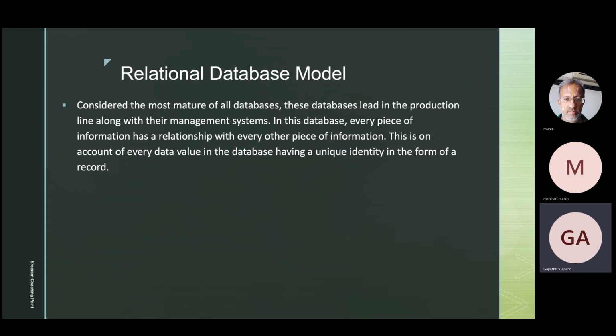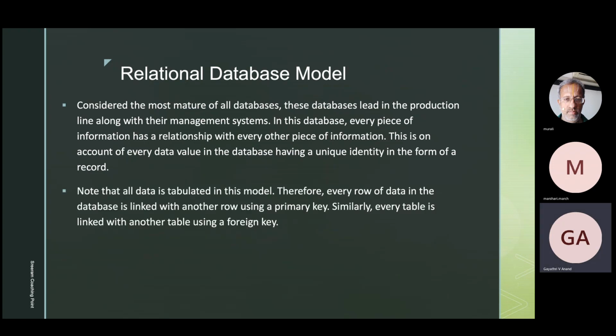So in this, every piece of information has a relationship with every other piece of information. This is on account of every data value in the database having a unique identity in the form of a record. Note that all data is tabulated in this model. Therefore, every row in the database is linked with another row using a primary key. Similarly, every table is linked with another table using a foreign key.